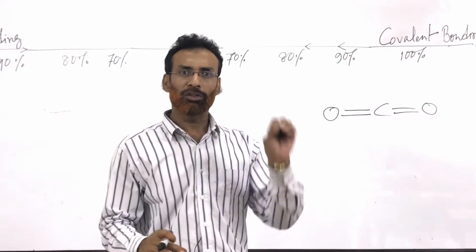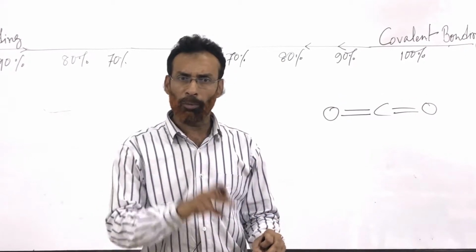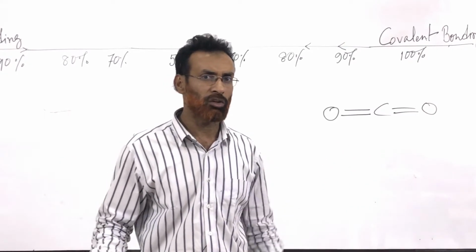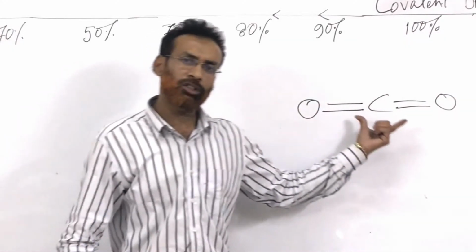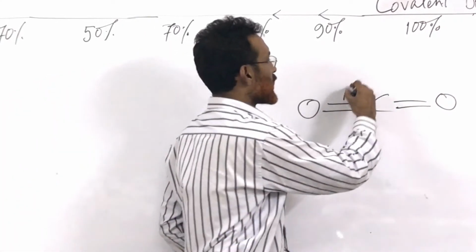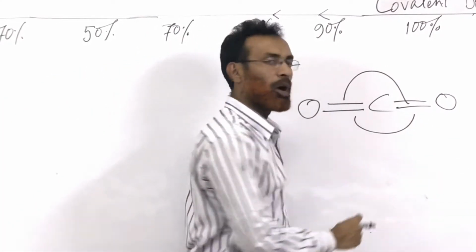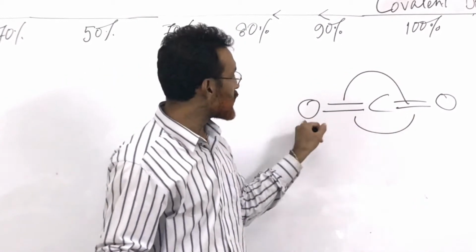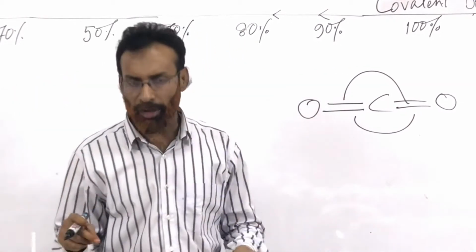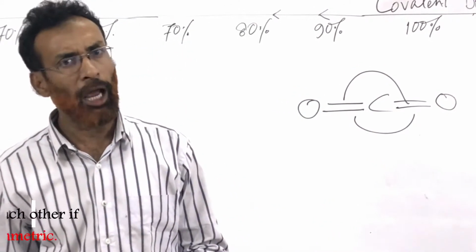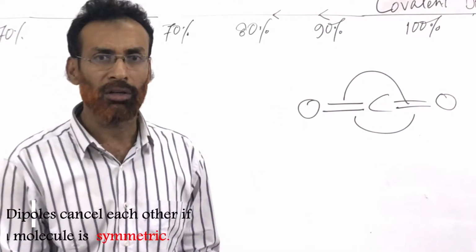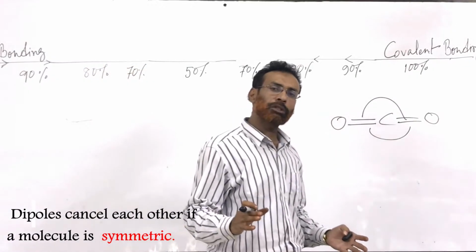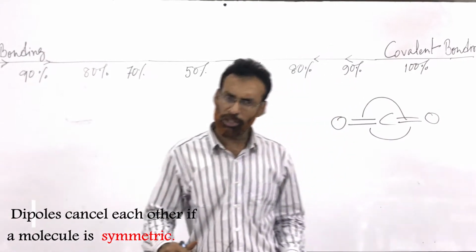Symmetric means the central atom has equal bond angles around it and the same atoms are bonded to the central atom. This is a symmetric molecule because here the bond angle is 180 and here is also bond angle 180. So there are equal bond angles around the central atom, and these two atoms are also the same. So symmetric molecules cancel the dipoles. So the molecule overall is not a polar molecule. And I am going to show you some more examples of symmetric molecules.